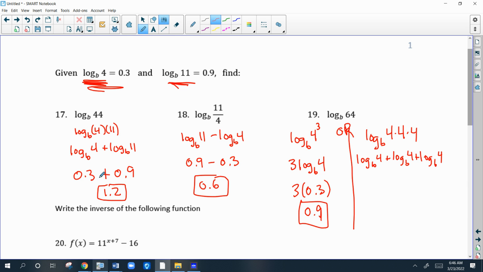And now, just like again 17, you add them all together. Log base b of 4 is 0.3. So 0.3 plus 0.3 plus 0.3. There's 3 of them, so it's going to be 3 times 0.3, just like the one before it, or this method. So obviously, they're going to work out to be the same thing because you're doing the same problem.